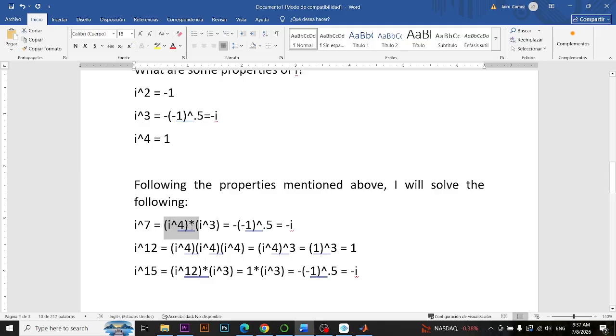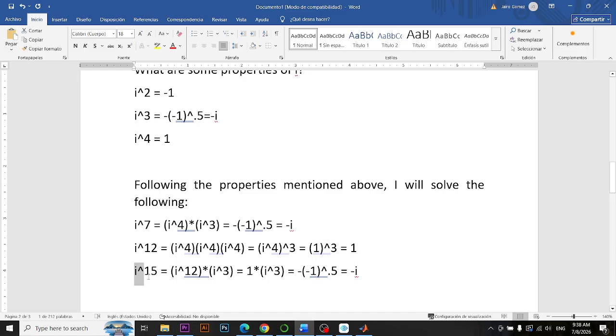It's i to the 4th times i cubed. And we know that i to the 4th is equal to 1, and we know that i cubed is equal to -i. So this would be equal to -i. What would be i to the 12th? i to the 12th is i to the 4th times i to the 4th times i to the 4th, or it can be i to the 4th cubed, and we know that i to the 4th is 1, so it'd be 1 cubed, which equals 1.